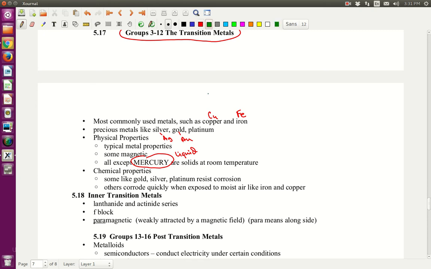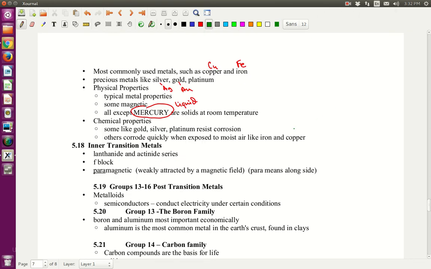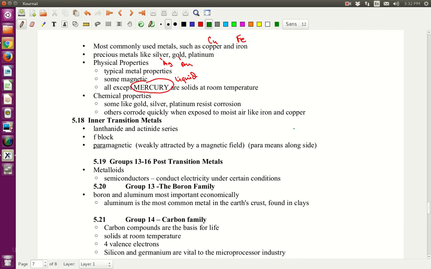So I'm not really going to ask you to memorize that. Others corrode quickly when exposed to air, like iron and copper. So that brings us to the inner transition metals. And this is something else you need to memorize, where the inner transition metals are. And that's the lanthanide and actinide series. They are F block, and they are paramagnetic, which means they have a weak magnetic field.